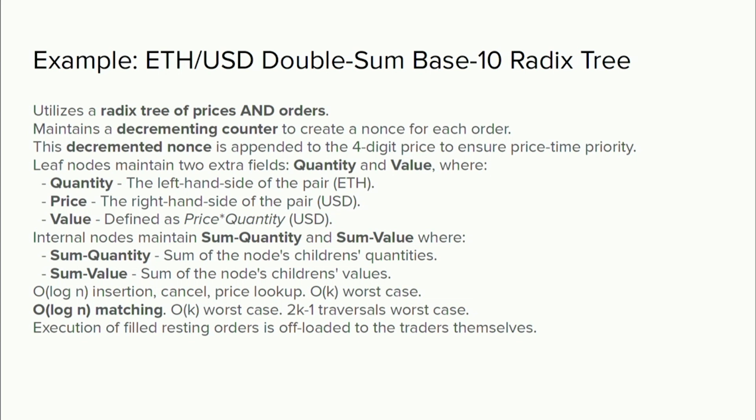The idea is you utilize a radix tree of prices and orders. So everything is the same thing, basically. When you insert an order, you have a price, and we have a decrementing counter, which creates a decremented nonce. You append that nonce to the price to create a path down the tree for insertion. That's basically how you insert into this radix tree. That's what the path is.